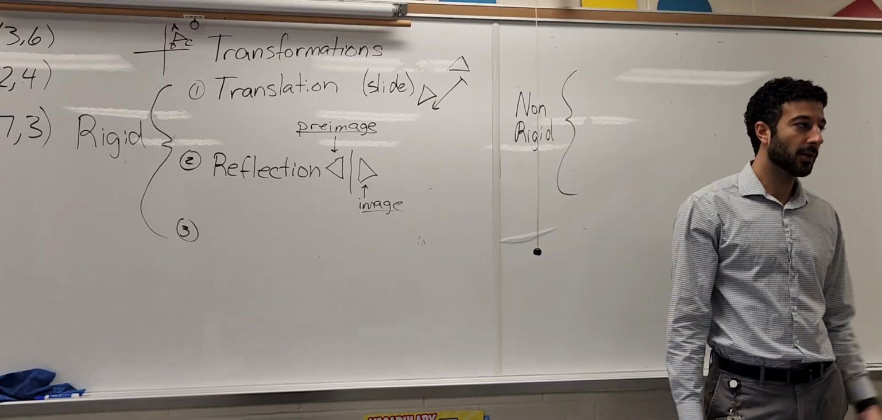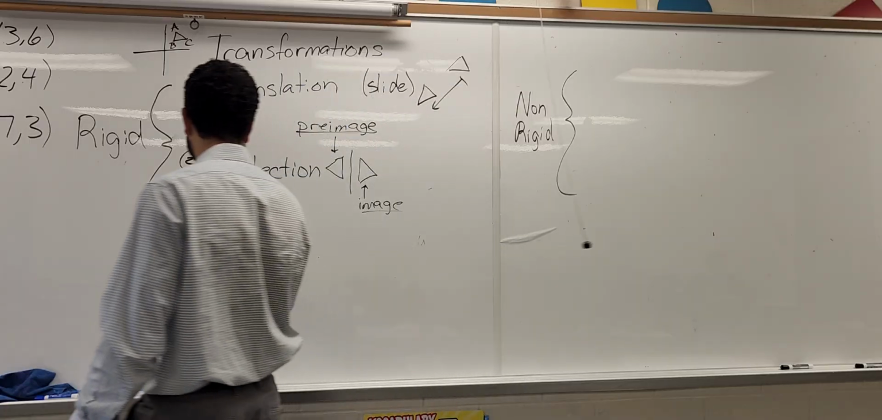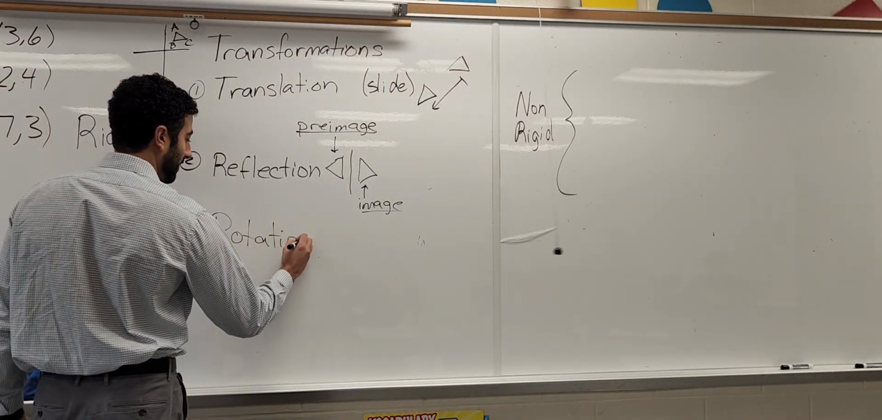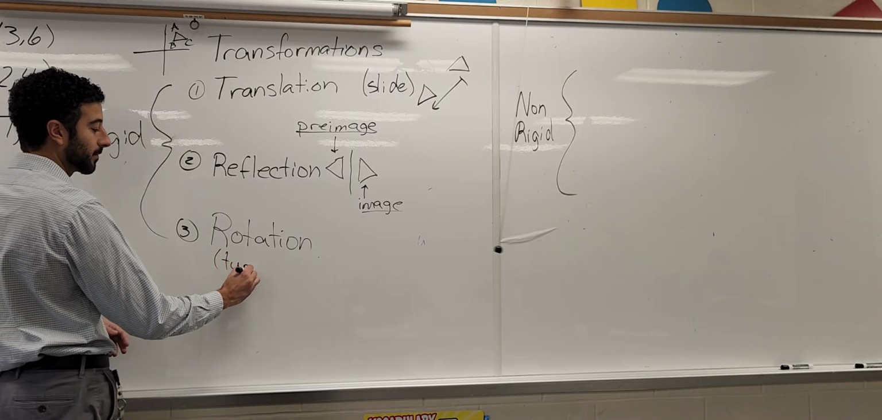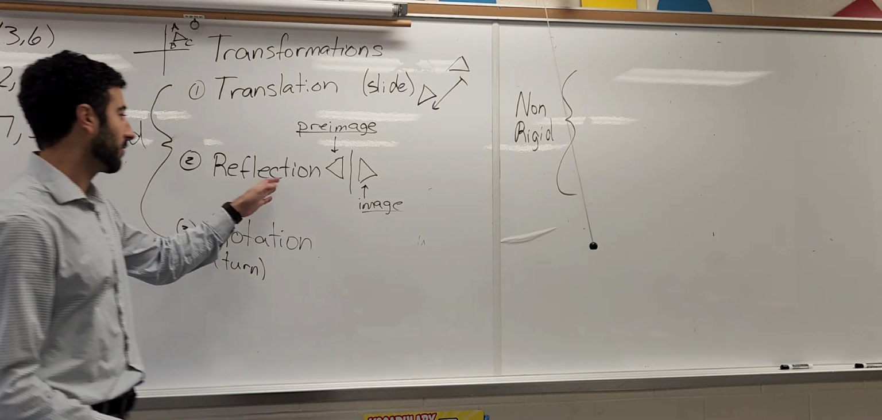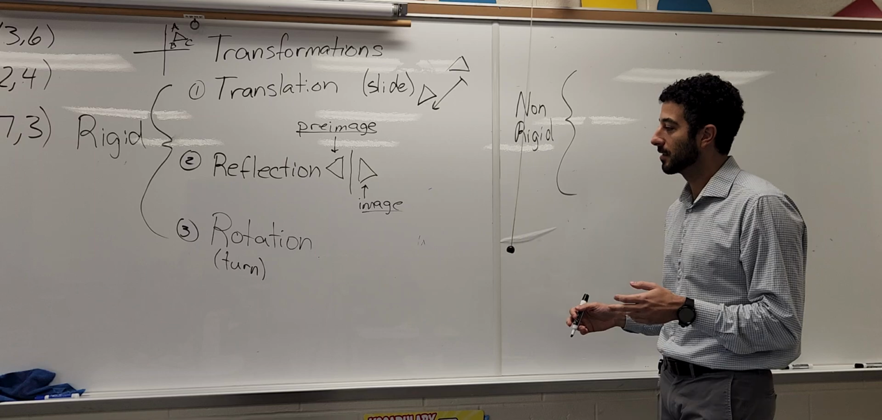What's another type? What do you guys think? Ruben? A rotation. A rotation. Okay, it's starting to come back to us. I can see that now. The light bulbs are coming on. A rotation, and this is known as your turn. So we have a reflection, a slide, and a turn. Reflection, I guess you could call it a mirror, but it doesn't even make sense. You guys know what a reflection is.